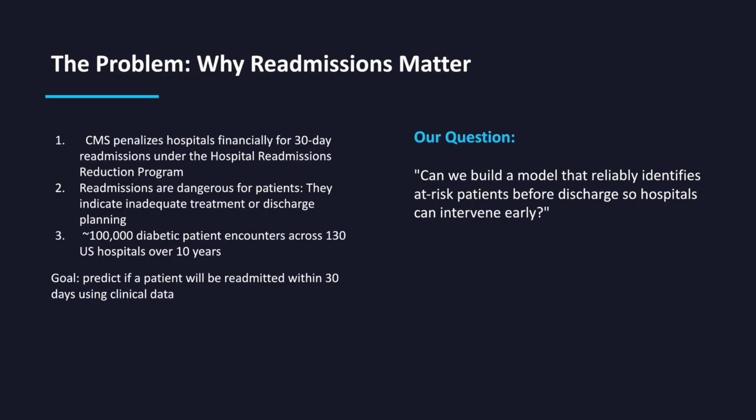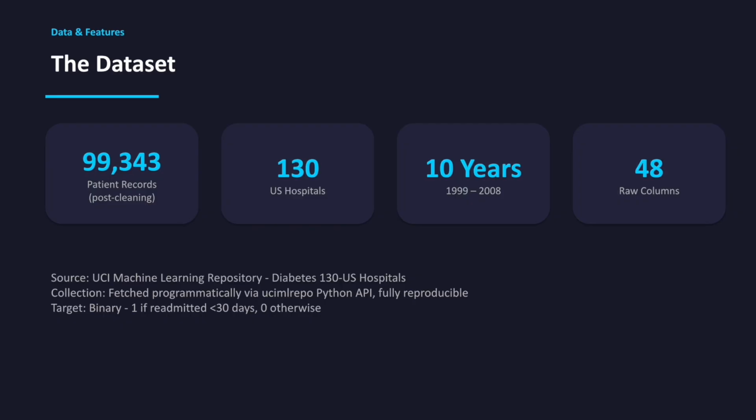To study this, we used a dataset with over 100,000 diabetic patient encounters collected across 130 US hospitals over a 10-year period. This gives us a strong foundation to analyze patterns in readmissions. Our question is, can we build a model that reliably identifies at-risk patients before discharge so hospitals can intervene early and improve patient outcomes?